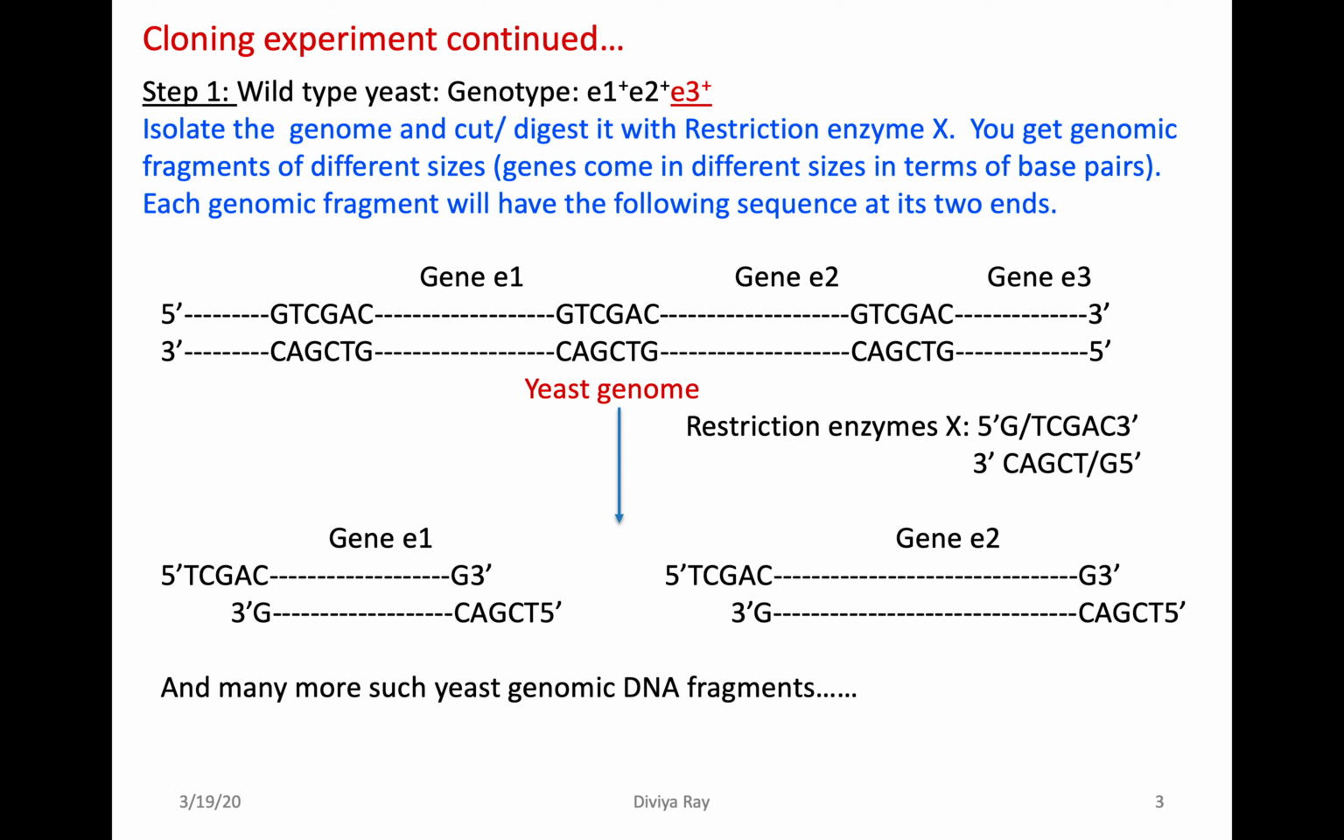So this should be your first step. Starting with the wild type yeast, cutting the genome with a restriction enzyme to get multiple genomic fragments, all of which will have the same sequence at their ends, but all of which will be of different sizes in terms of the number of base pairs, because genes come in different sizes.